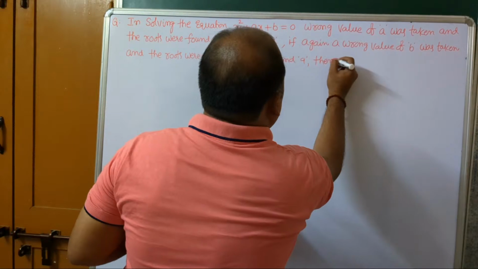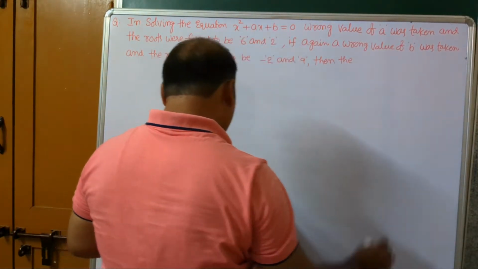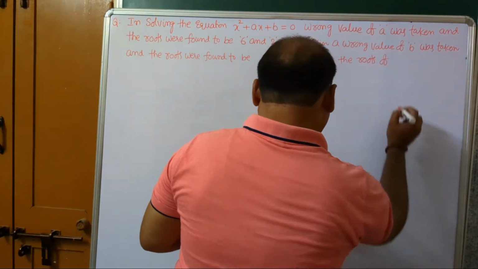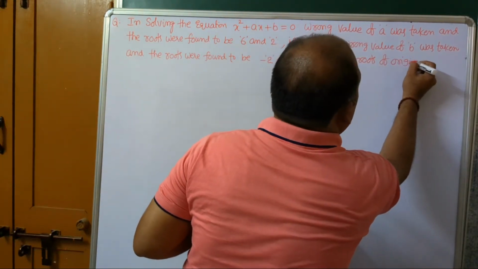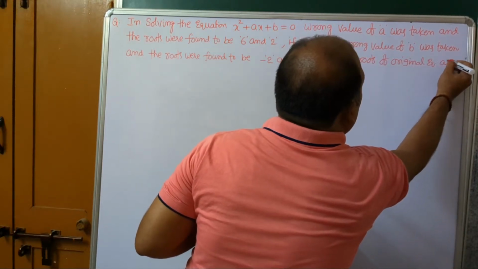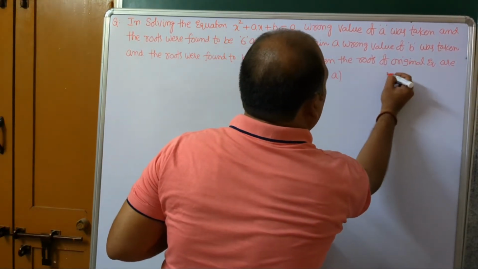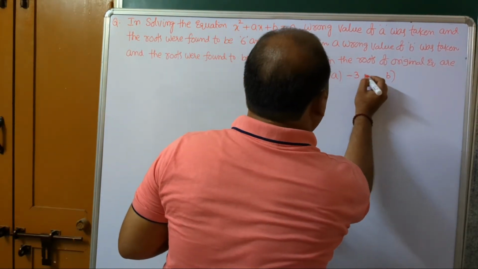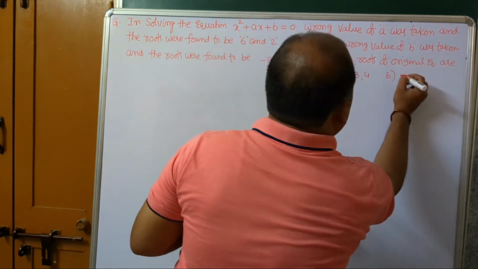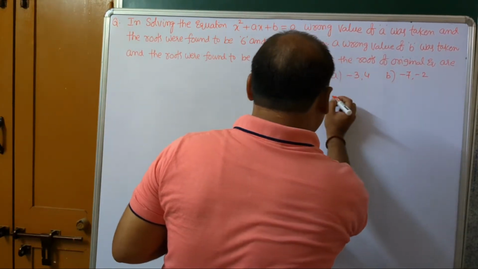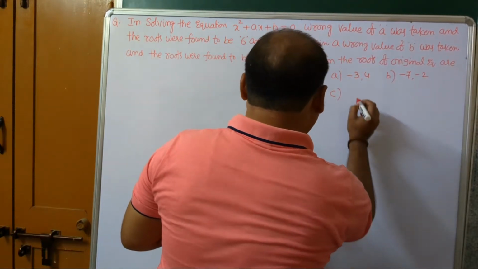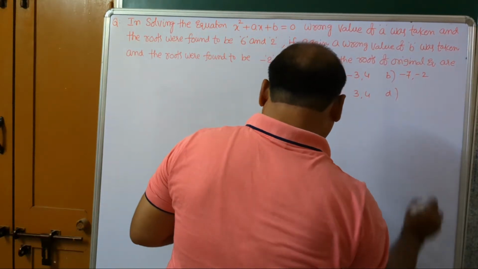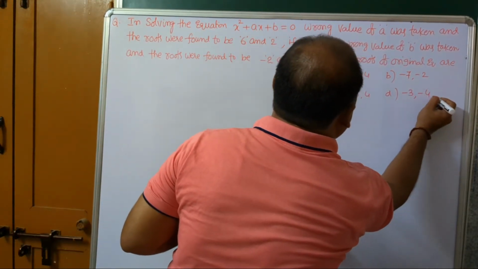Then the roots of the original equation are: first option minus 3 comma 4, second option minus 7 comma minus 2, third option 3 comma 4, fourth option minus 3 comma minus 4.